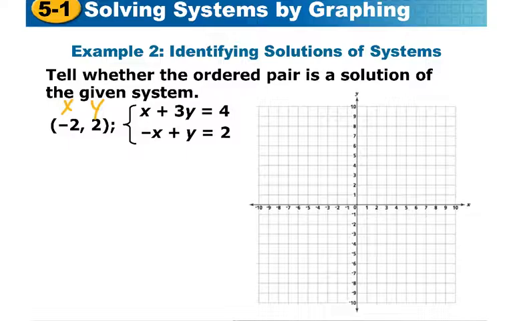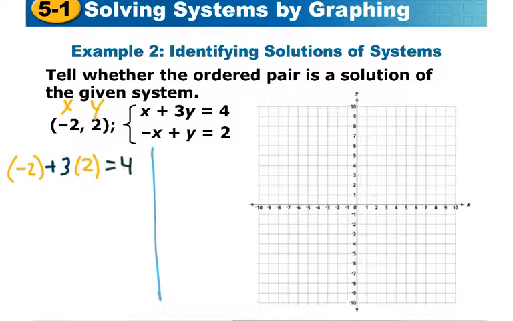So let's see, instead of an x, I'm going to have a -2 for this first equation, and then 3 times a y, which is 2, and see if that equals 4. And then the second one, I'm going to have a negative, and this is very weird because you're putting a negative into a negative, but there we go. And then we're going to add a y of 2, and we're going to see if that equals 2.